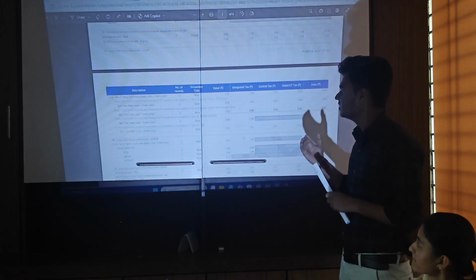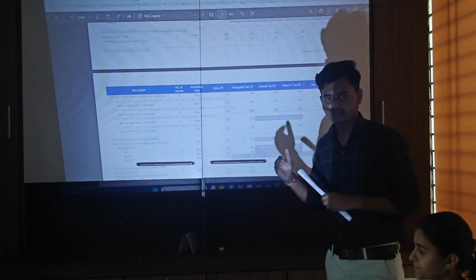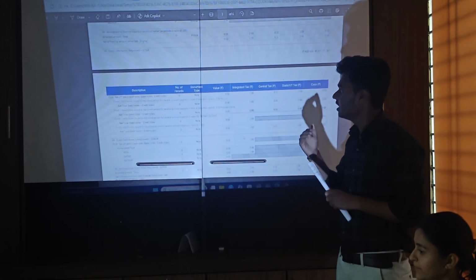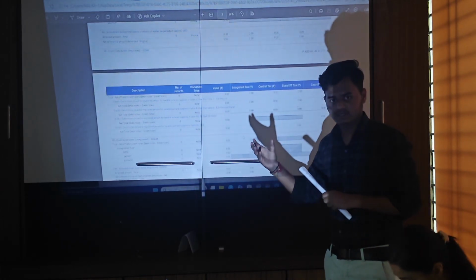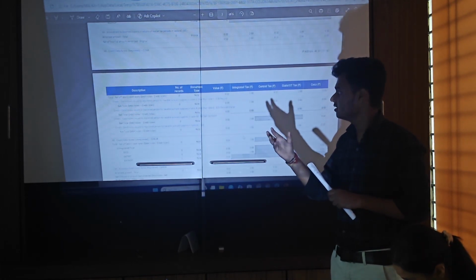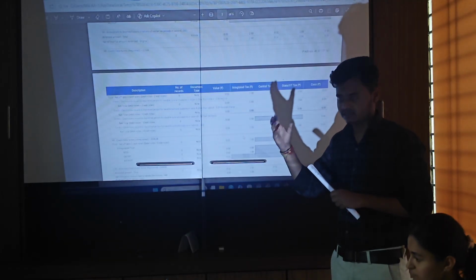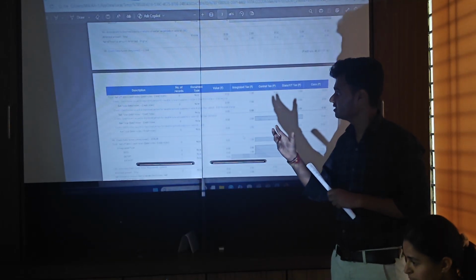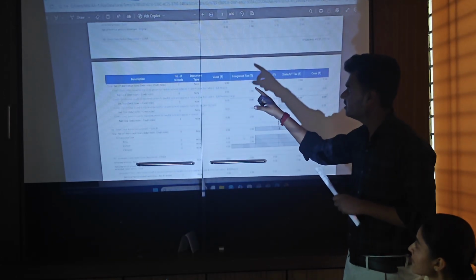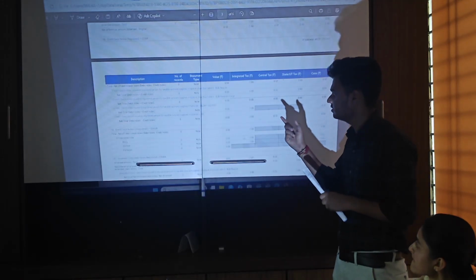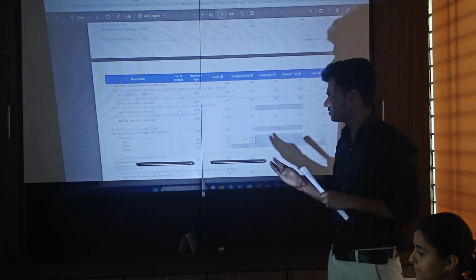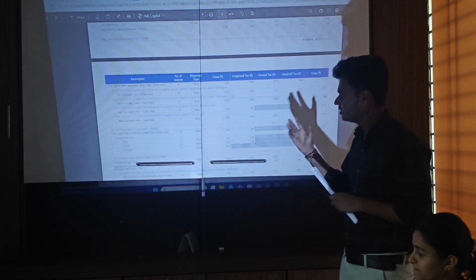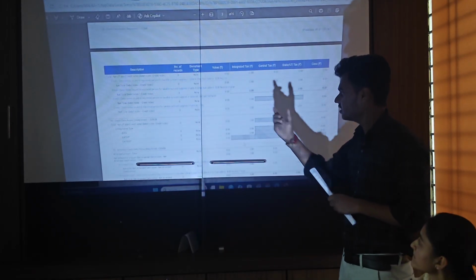9B is for credit notes, for registered persons and unregistered persons. For registered persons, credit notes relating to B2B regular supplies, B2B reverse charge, deemed exports and SEZ supplies are uploaded in table number 9B. For unregistered persons, credit notes related to B2CL and exports with payment or without payment are uploaded in table 9B.